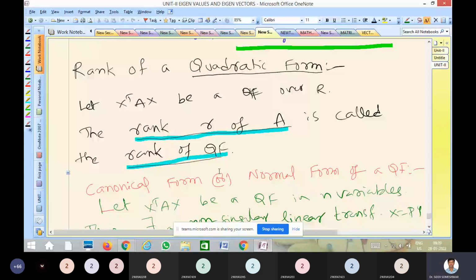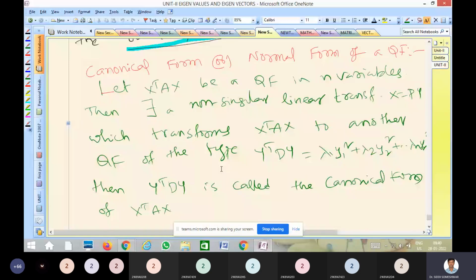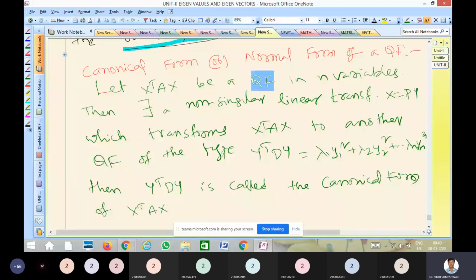And next concept, canonical form or normal form of a quadratic form. Let X transpose AX be a quadratic form in n variables. Then there exists a linear transformation, X equal to PY, which transforms X transpose AX into another quadratic form. You know already, by applying a linear transformation, one quadratic form converts into another quadratic form.